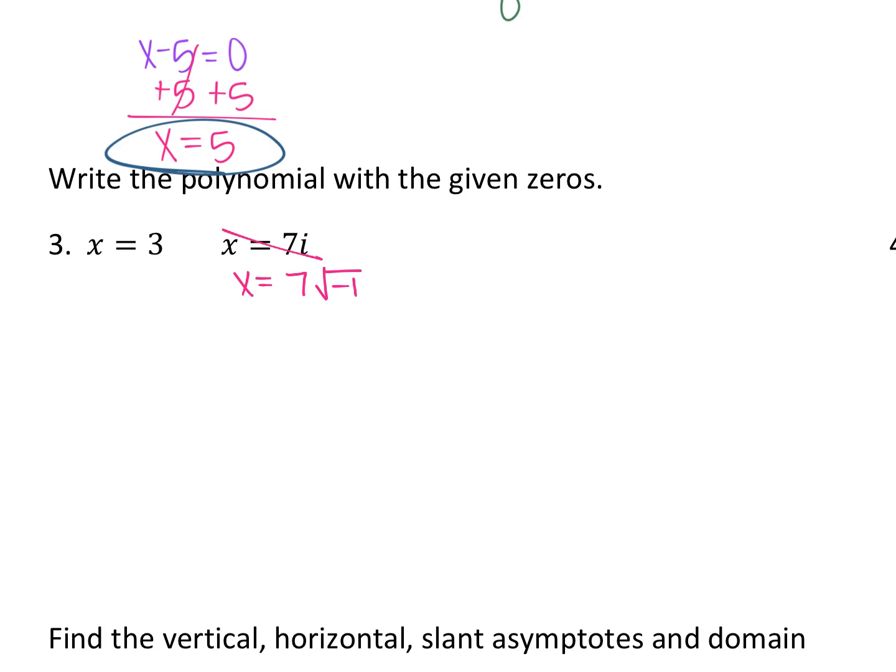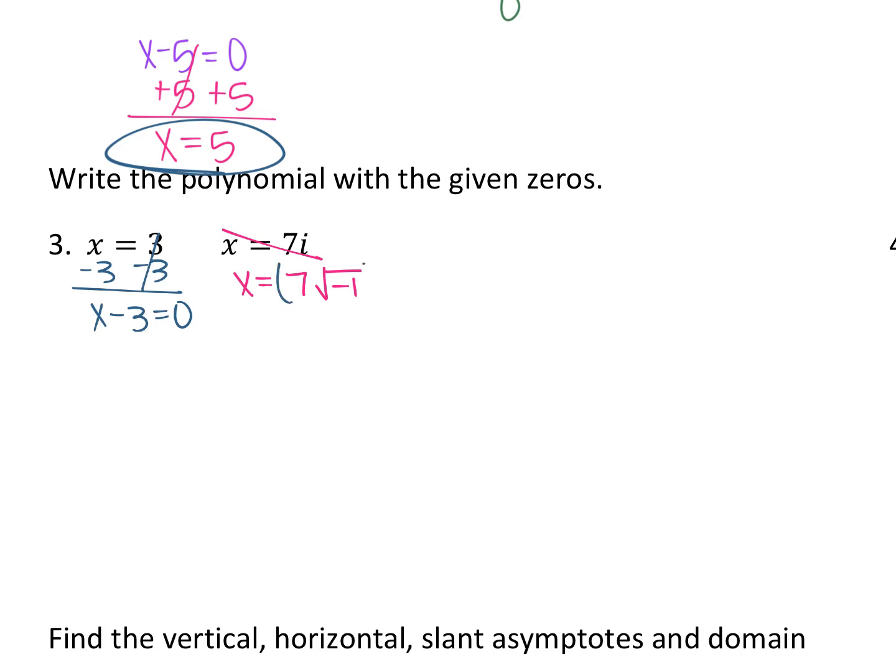That x is equal to 3 is simple. Move the 3 over by subtracting it from both sides. You get x minus 3 is equal to 0. However, the x is equal to 7 times the square root of negative 1. You do not want to work with that square root of negative 1.